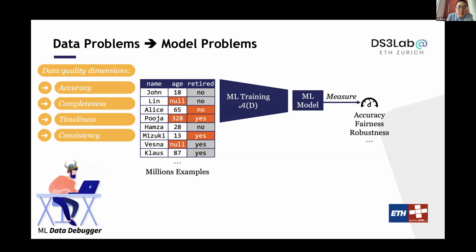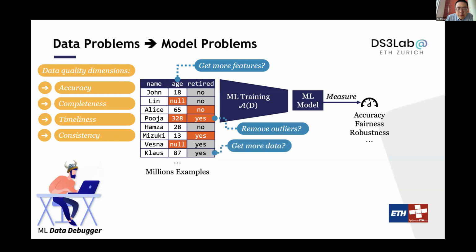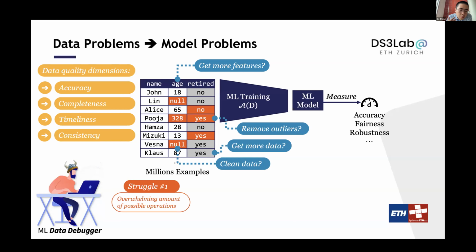Why? Because if you look at this picture, there are so many different ways you can improve your dataset. You can get more features. You can clean some of the outliers. You can get more data. You can clean some of the cells or fill in those missing values or fix some of the wrong values. So there are so many things that you can do. Given a table or training set with millions of examples, users are often overwhelmed by the amount of possible operations that they could conduct. And second, not all those operations of making your data better actually matter for machine learning.